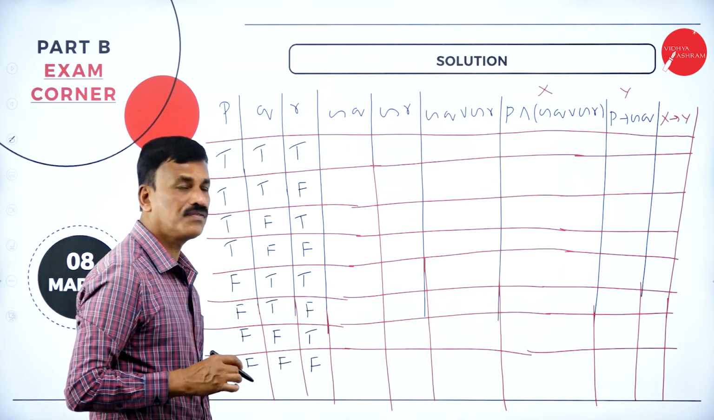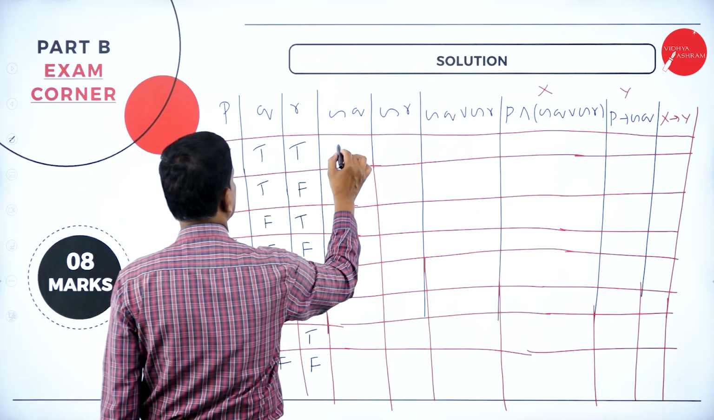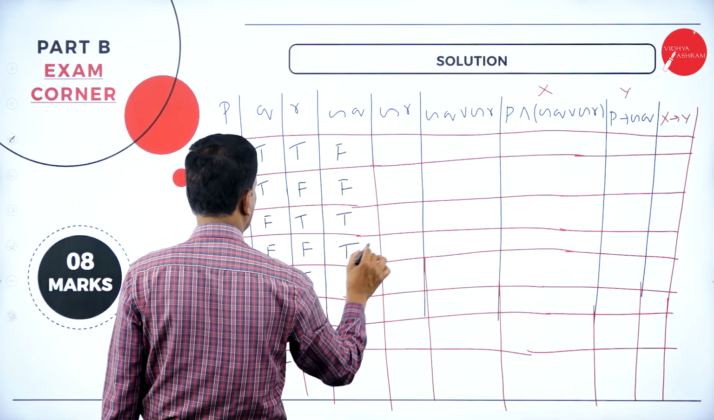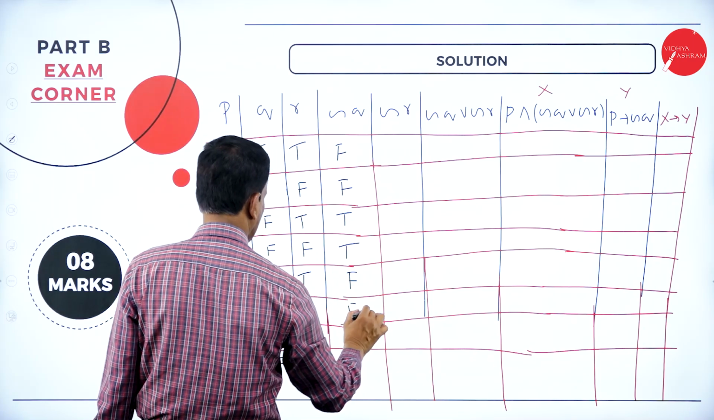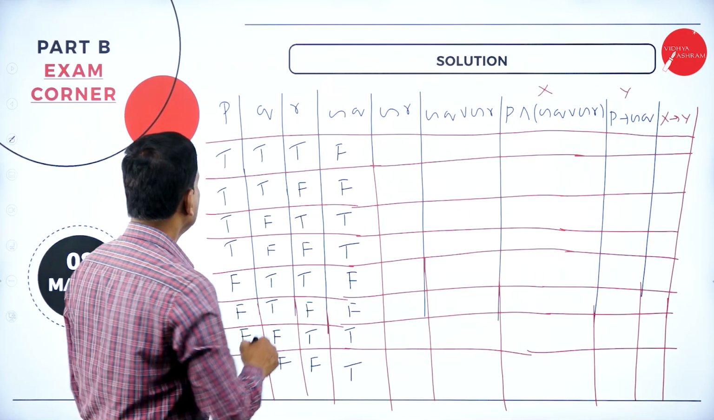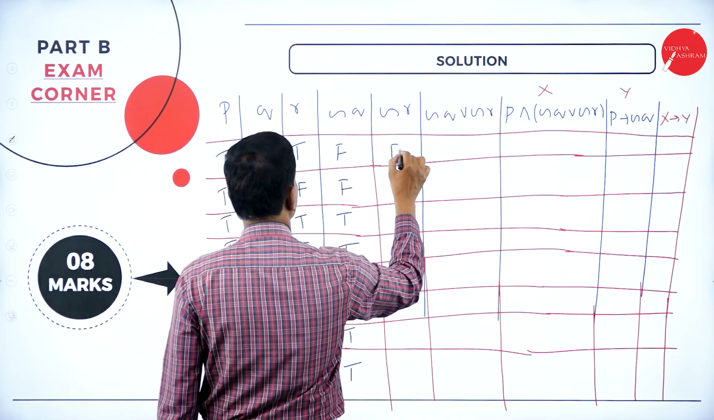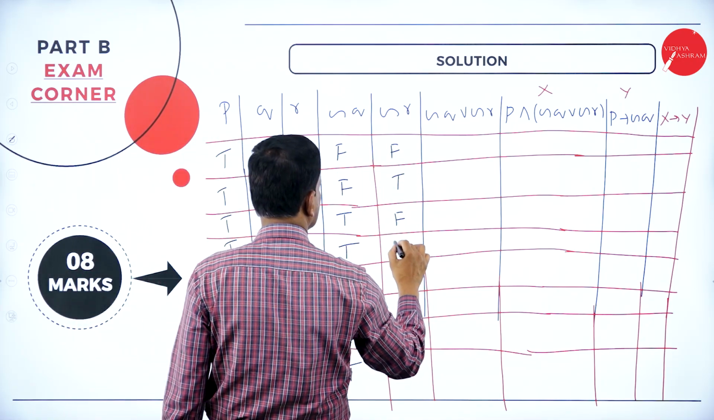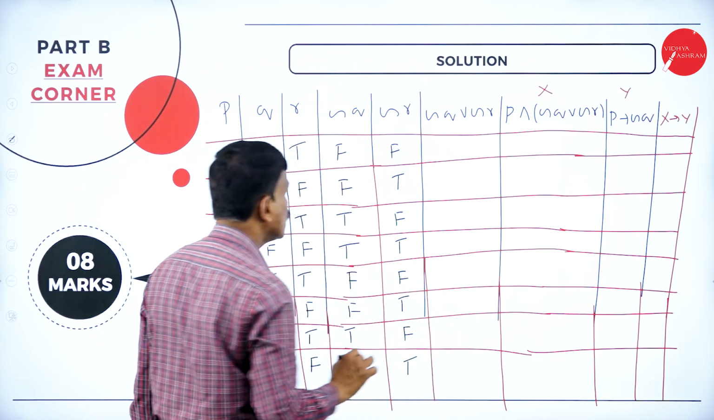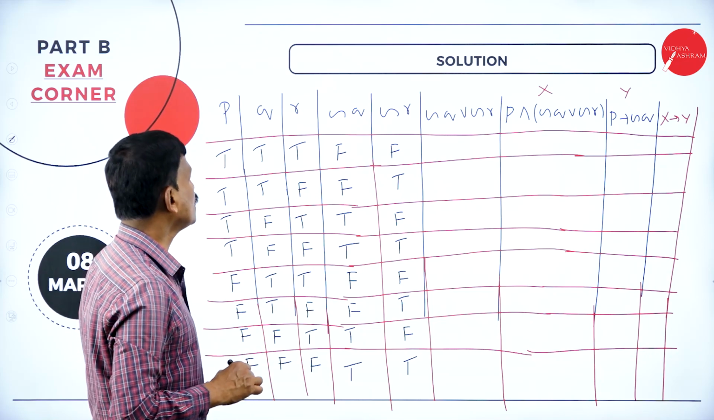Now, negation of Q. For T it is F, for T it is F, for F it is T, F it is T, again F, T and T. This is the negation of Q. Negation of R is false, true, false, true, false, true, false, true. This is the negation of R.